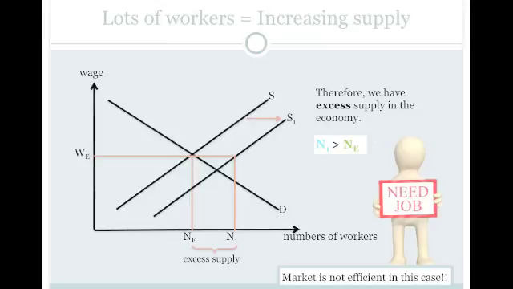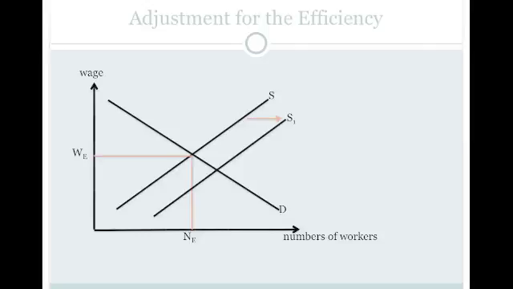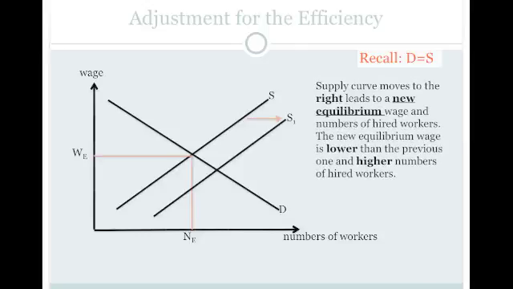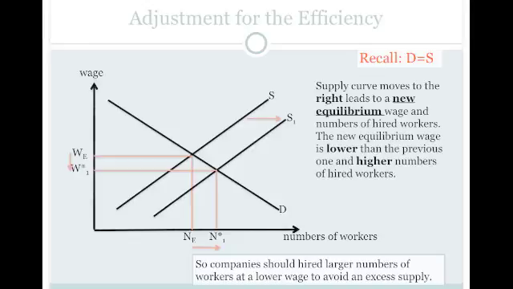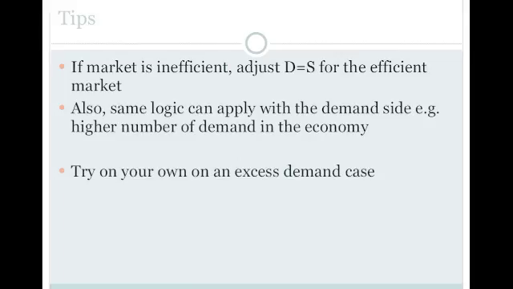So what should we do for an efficient market? We should adjust it so that demand equals supply. So when we move the supply curve to the right, it will lead to the new equilibrium at W1 star and N1 star. The new equilibrium wage will be lower than before and the number of workers can be higher. My suggestion is that companies should hire larger numbers of workers at a lower wage to avoid an excess supply.